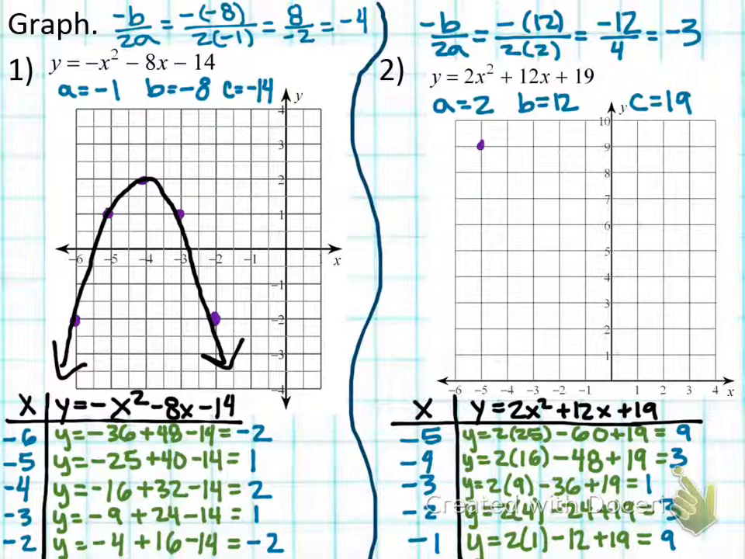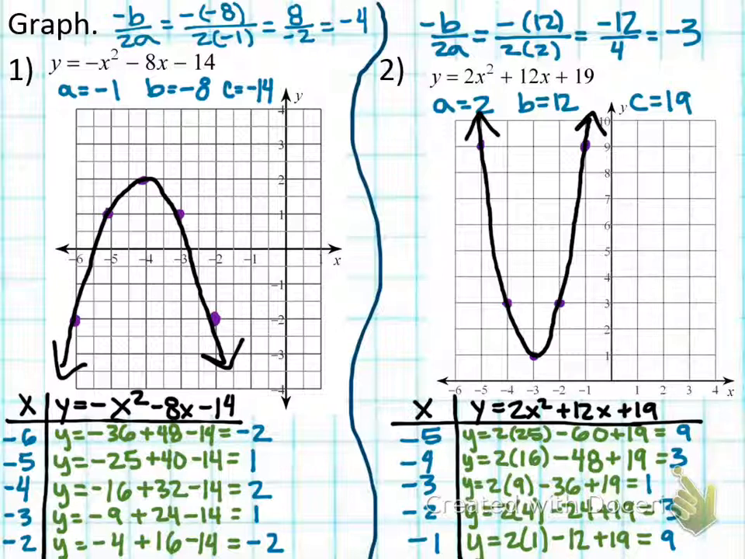Okay, so now I plot these points. My first point is negative 5, 9. My second point is negative 4, 3. My third point is negative 3, 1. Right? And I have negative 2, 3. And negative 1, 9. Right, I have 5 points. So I can draw my U-shaped curve. And I'm done with number 2.